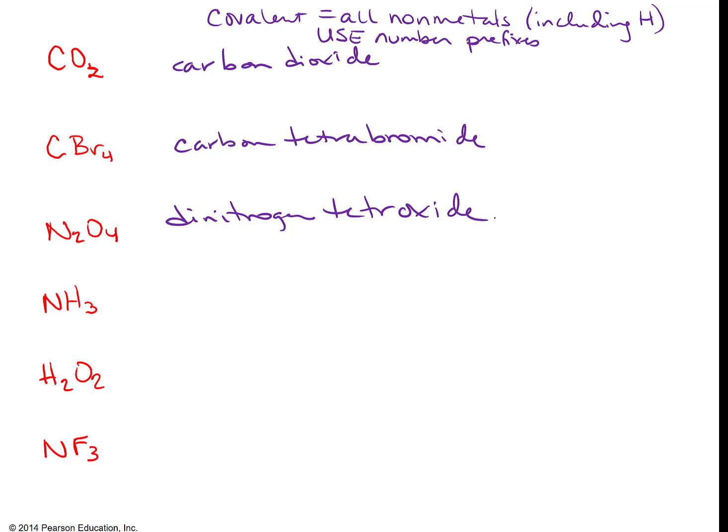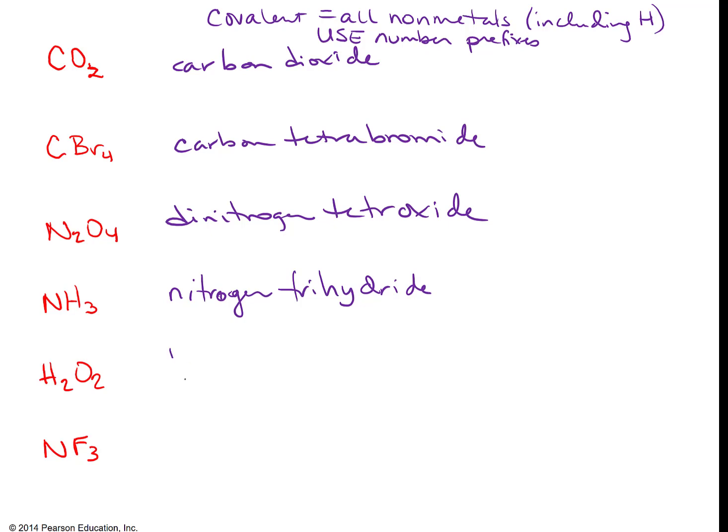NH3. Nitro... what's the hydrogen? So you take the first part of hydrogen plus IDE, so it's hydride. Not hydroxide, because remember that's the OH, that polyatomic ion. So this one is hydride. So an oxygen is the oxide, hydrogen is a hydride, bromine is a bromide, chlorine is a chloride.